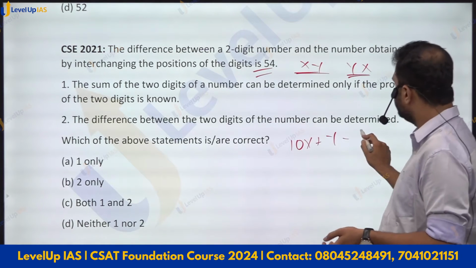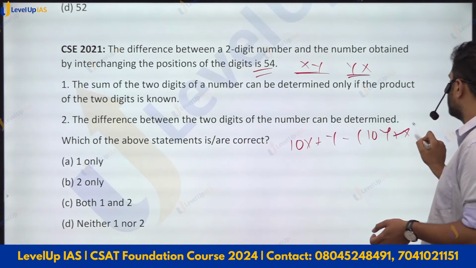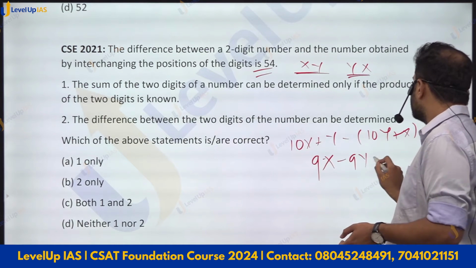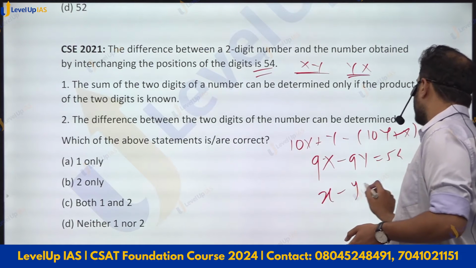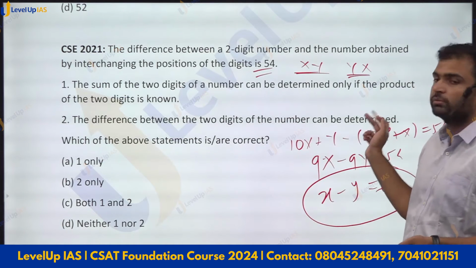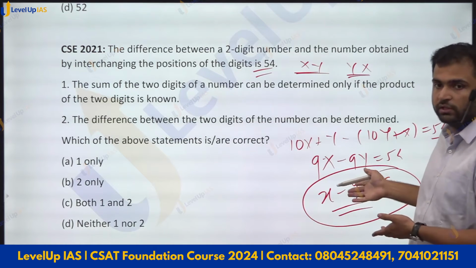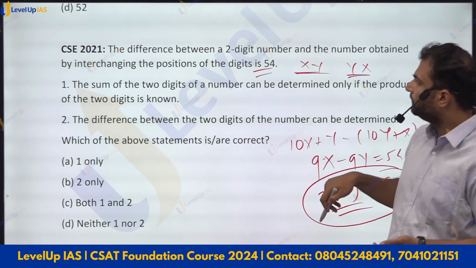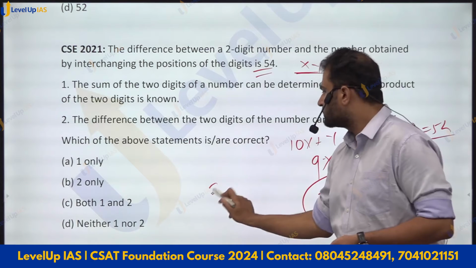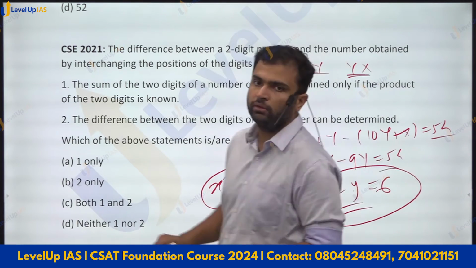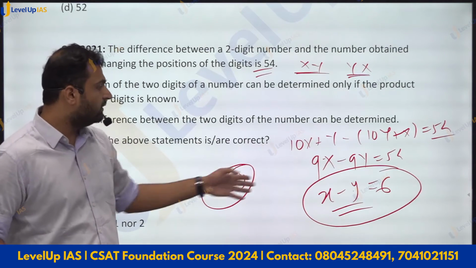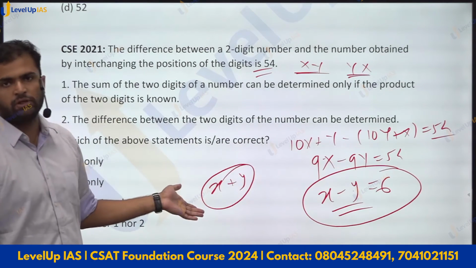So what do we have? 10x plus y, I think we have solved this, minus 10y plus x is equal to 54. So we have 9x minus 9y is equal to 54, or x minus y is equal to 6. And the second statement is the difference between the 2 digits of the number can be determined. Yes, that is what this equation is, the difference between the digits of the number. And the first statement is the sum of the 2 digits of the number can be determined only if the product is known. The sum of the 2 digits would be x plus y, that is what we want to find out. So we only have x minus y, so we have one equation. So if we get one more equation, then we can find x and y, and thus we can find x plus y.